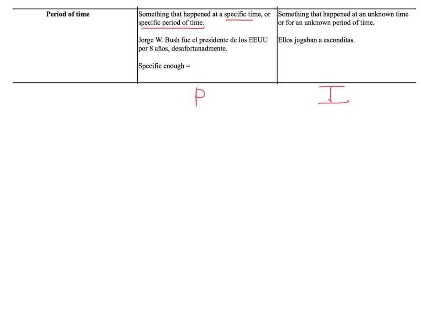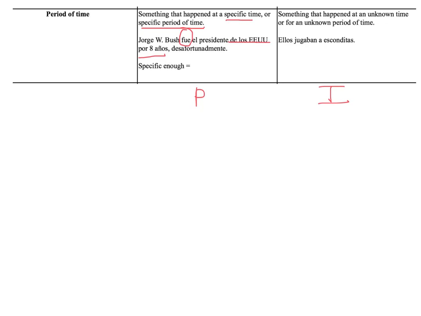A specific period of time. Jorge W. Bush fue el presidente de los Estados Unidos por 8 años. Desafortunadamente. Okay, George Bush was the president of the United States for 8 years, unfortunately. So this is a period of time, so I'm going to use the preterite here. I know exactly how long that occurred for.